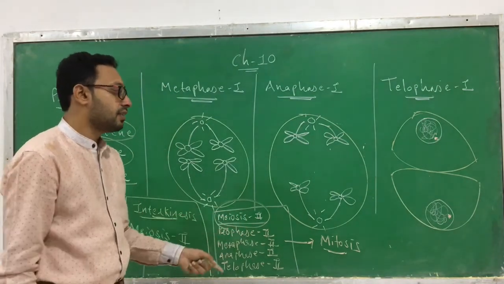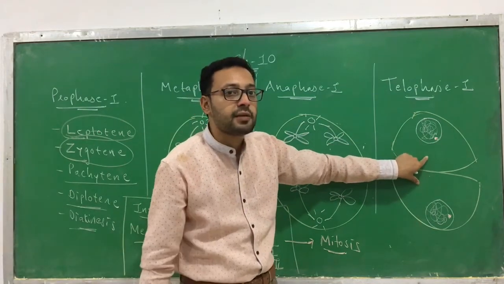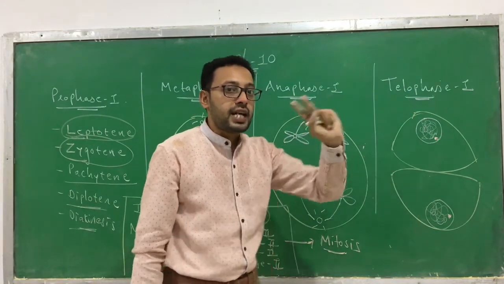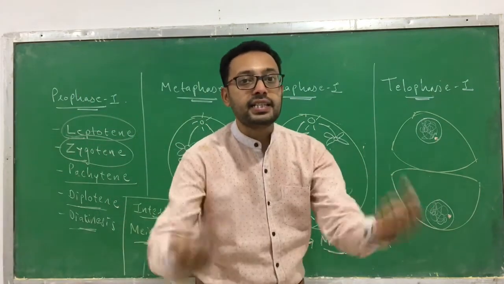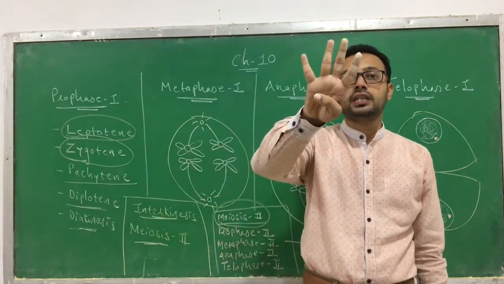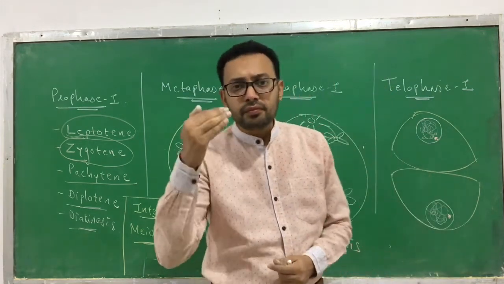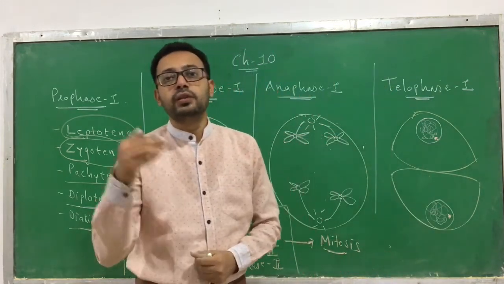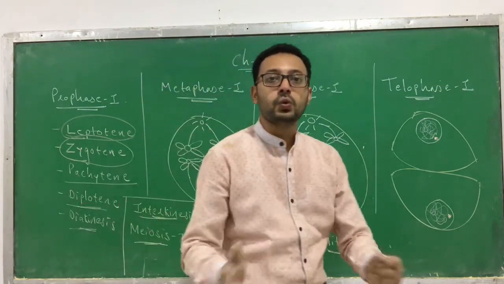Now you know that at the end of meiosis 1, how many cells are produced? 2. Now it enters into meiosis 2. From these 2 cells, again it divides, and ultimately how many cells are produced? 4 cells are produced, which have half the number of chromosomes of the parent cell. So thus the meiosis process is over.